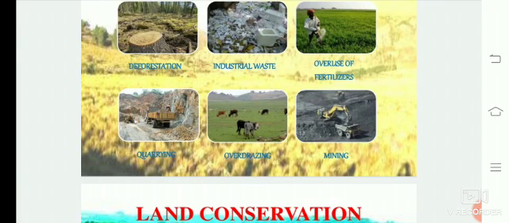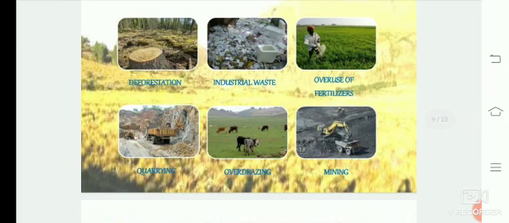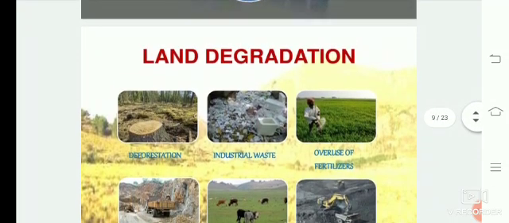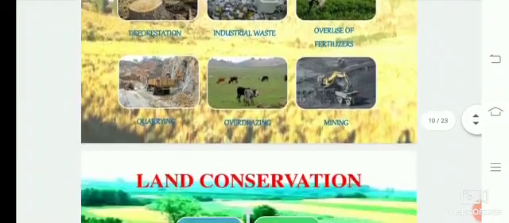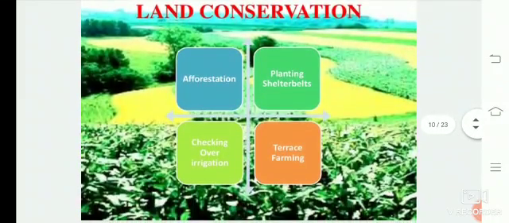And then overgrazing. Overgrazing is where you allow domestic animals to graze the land. And then comes mining. Mining is where you drill through the earth and take up the minerals from the inner part of the earth. So these are the different processes by which the land gets degraded. And there are a few methods by which you can conserve land.